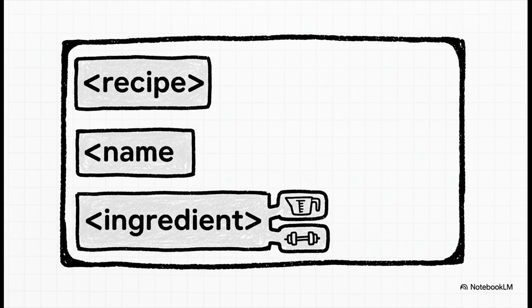And we can get even more detailed. Let's add an ingredient tag. But check this out. We can also add attributes right inside the tag itself, like amount and unit. Now the data isn't just structured, it's incredibly specific. It's self-descriptive. Anyone or anything can look at this and understand that we need 200 grams of pasta.